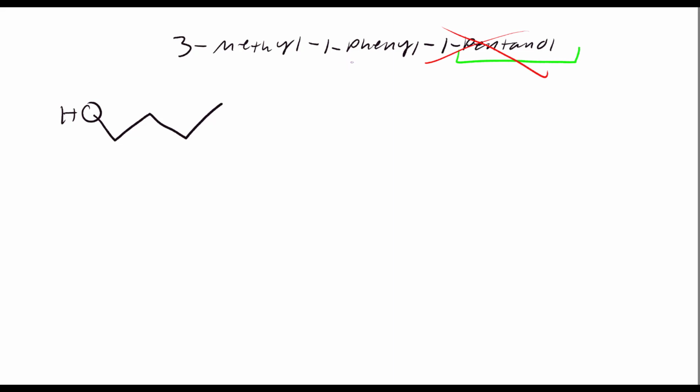Now we move on to the phenyl. Well, what's a phenyl? A phenyl is actually just kind of like a weird structure. And it's going to be directly attached to our little parent chain. So that's a phenyl. But notice that it's not a phenol, so it doesn't have an alcohol attached to it. It's just a phenyl. So it's going to be on the first carbon as well.